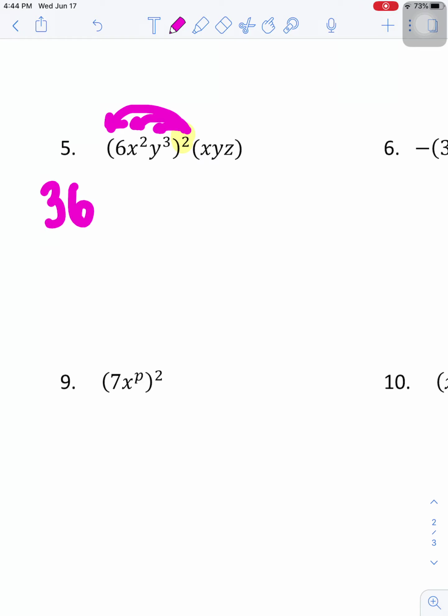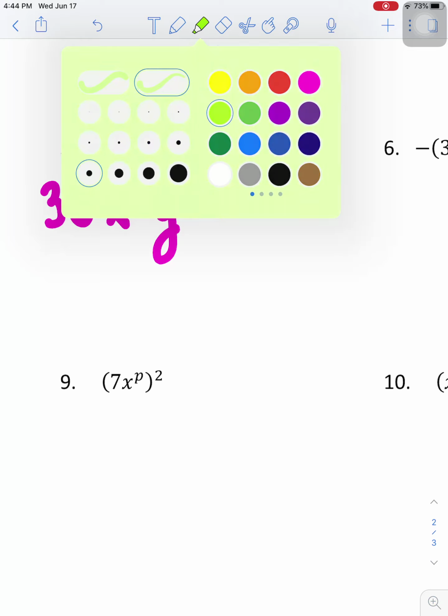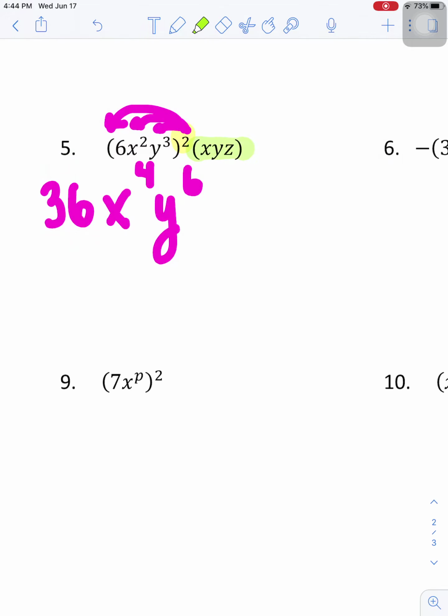Then you have x to the 2nd raised to the 2nd. That would be x to the 4th. Y to the 3rd raised to the 2nd would be y to the 6th. Now, with your second set of parentheses here, you have x, y, z, and notice that there's no exponent outside of that. So that just means you're going to take what you just got and multiply it by x, y, and z.